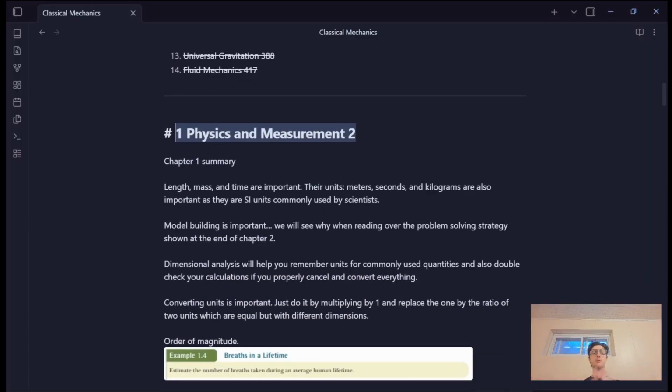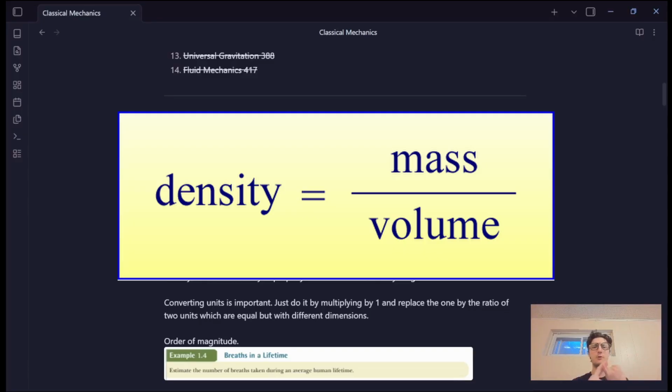Length, mass, and time are important. They have SI units: length is in meters, time is in seconds, mass is in kilograms. These are the building blocks of physics. You're going to see these things very often, so you should know their definitions, their units, and common things that they are used for. An example: density is mass over volume.